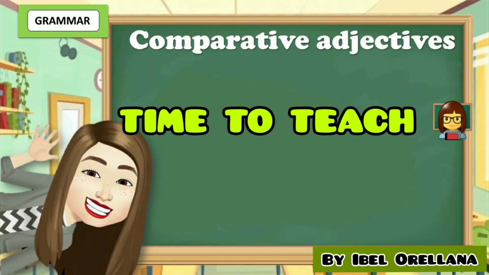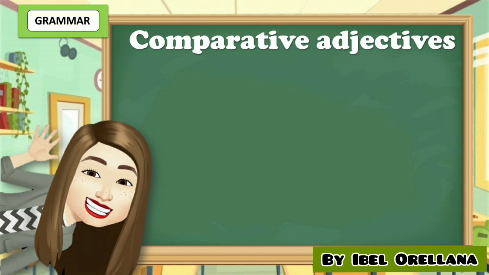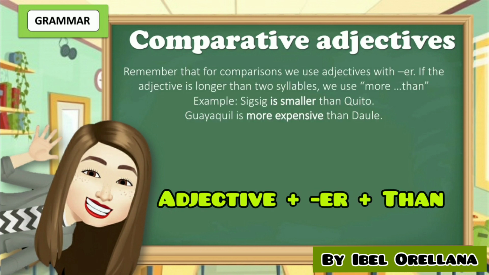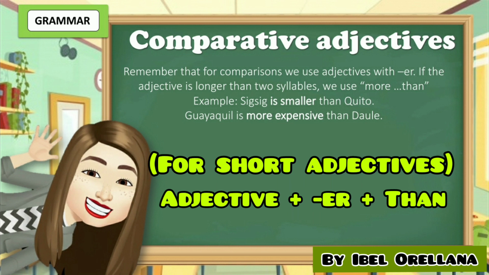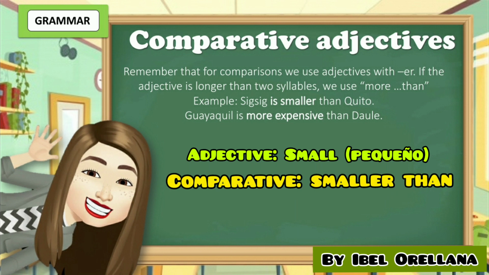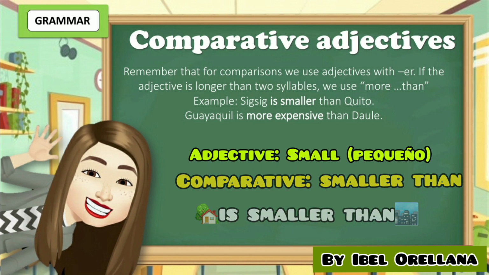Now is the time to explain grammar. Comparative adjectives. Remember that for comparisons we use adjectives with the ending er. For example, Siksik is smaller than Quito.